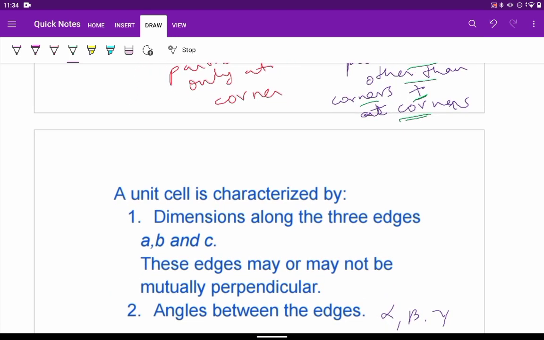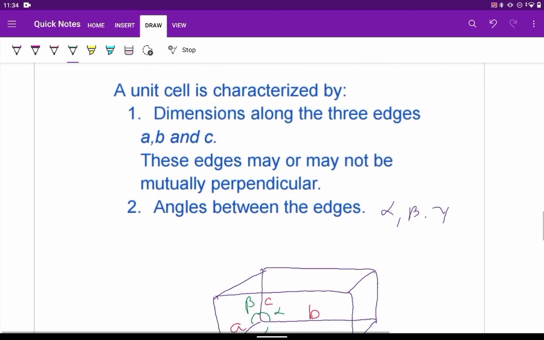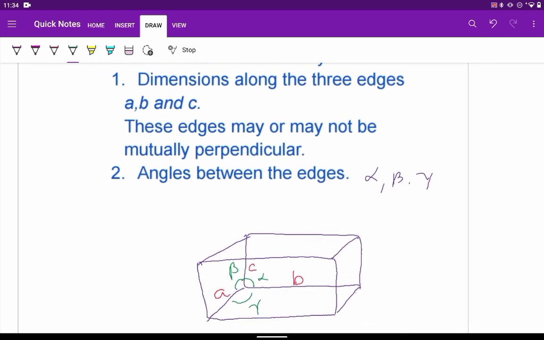Now how do we characterize a unit cell? What are the characteristics? The dimensions along the three edges we represent as a, b, c. I have written here, this is a, here b and c. These are the three axes you can see. From here, one axis on the top is c, and a is along the third axis. These edges may or may not be mutually perpendicular.